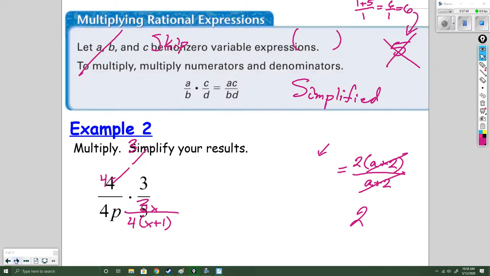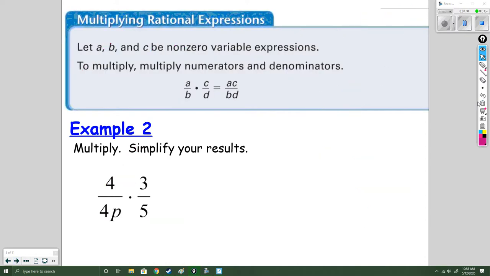All right, moving on here. Now we're talking about multiplying rational expressions. So we're going to do some simplifying. We're also going to do some multiplying. Basically, to multiply, we multiply the numerators and multiply the denominators. Or in other words, we just multiply straight across. It's one fraction times another fraction. Okay, and we multiply the numerators and denominators.